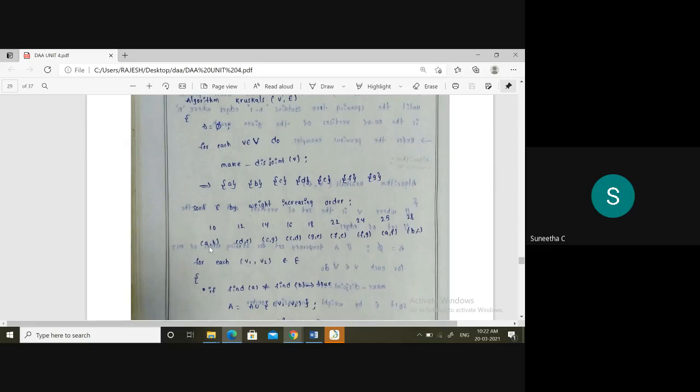If find of A is not equal to find of B or not. చూడండి, find returns the set number we said. So find of A in the sense this is in one set. Find of B in the sense this is in another set. Both are not in the same set. This is in set 1, this is in set 2. Both are not in the same set. The condition is true. So we can add the edge to the spanning tree.